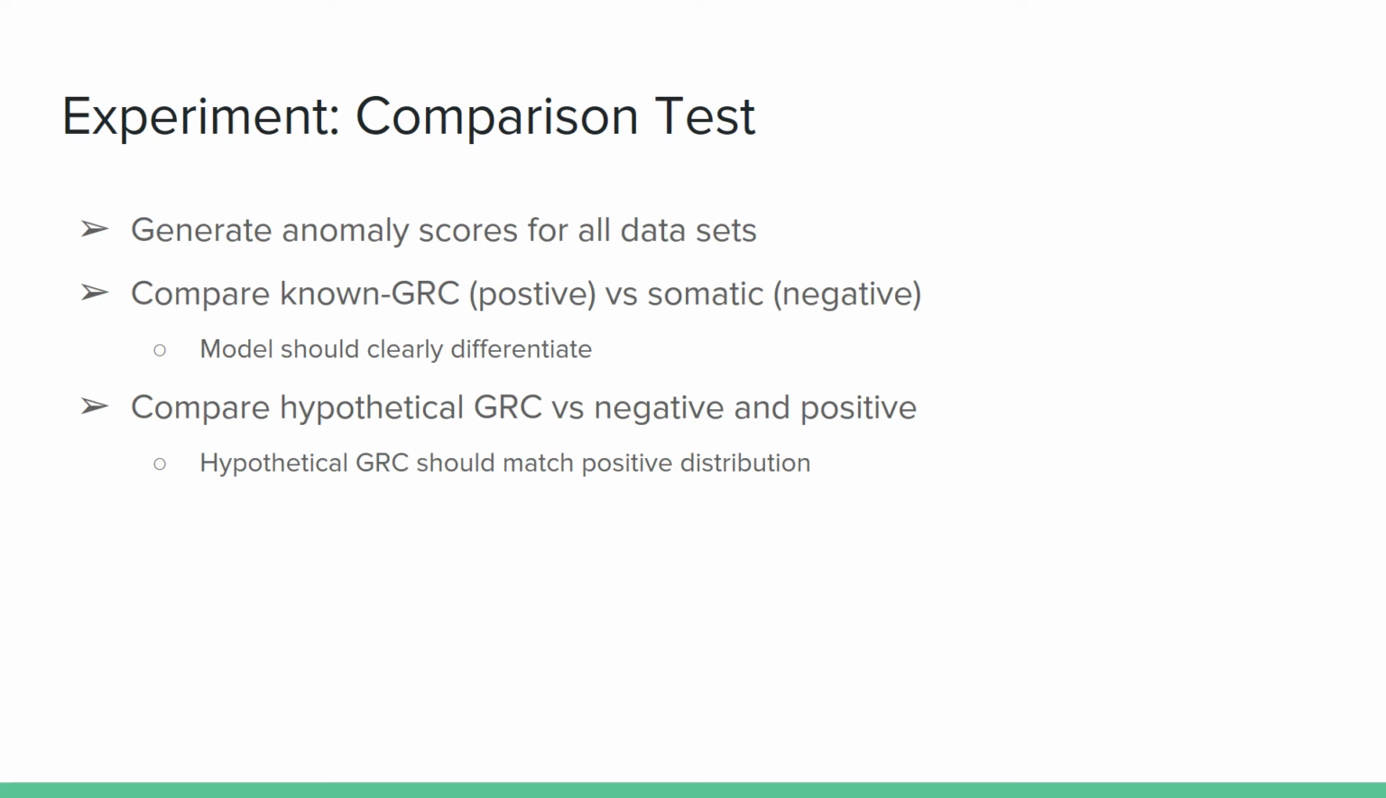And secondly, we wanted to compare the hypothetical GRC sequences and that anomaly score distribution against the negative distribution and the positive distribution. And ideally, we would see that the hypothetical GRC, if they were all actually part of the GRC, would match the positive distribution and be differentiated from the negative.